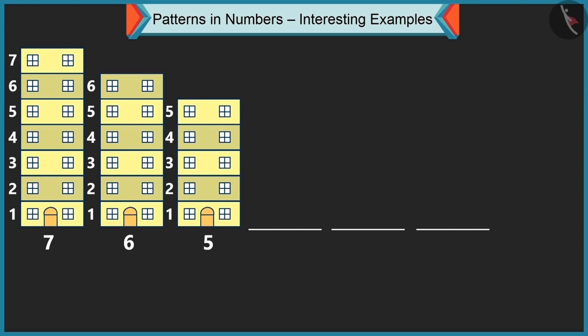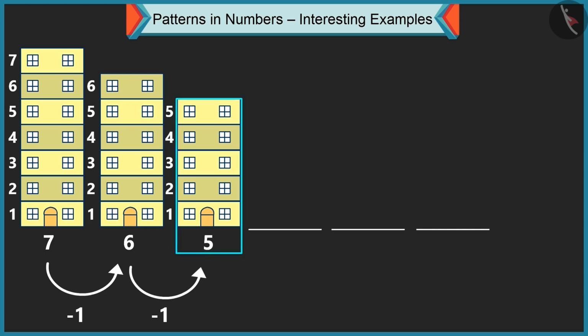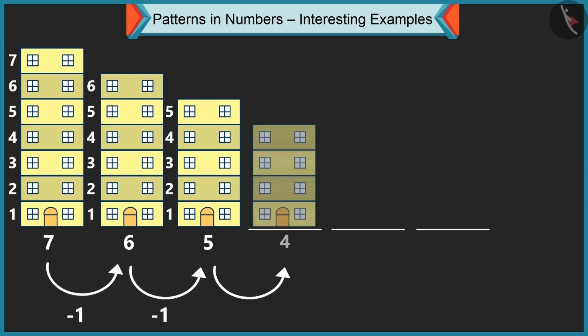This is easy, sir. In this pattern, we reduce 1 floor each time and proceed with the pattern, right? Yes, Pinky, rightly said. Following this pattern and moving to the next step, we deduct 1 from 5, we get a 4-story building. Well done, Pinky. Children, we proceed with this pattern by reducing the number of floors by 1 at a time.